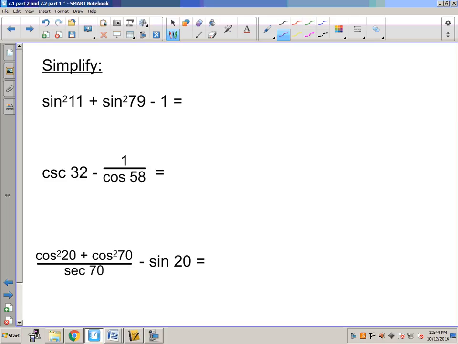cofunctions of complementary angles. Somebody remind me what the whole deal with cofunctions of complementary angles was? Cofunctions of complementary angles are equal. Okay. Yep, they are. Can somebody give me an example of two things that would be equal that are cofunctions of complementary angles? Just make something up. The sine of 30 and the cosine of 60. These two things would be equal.